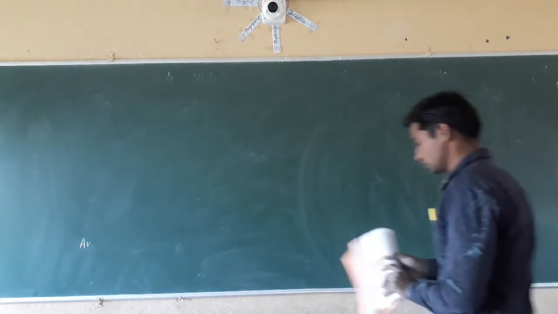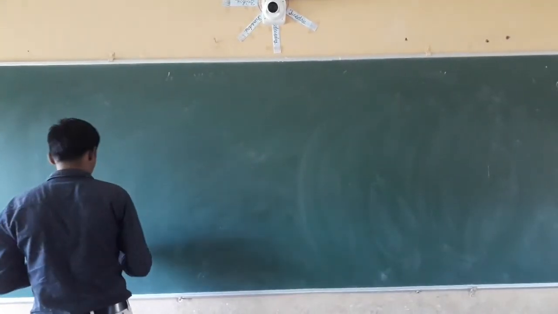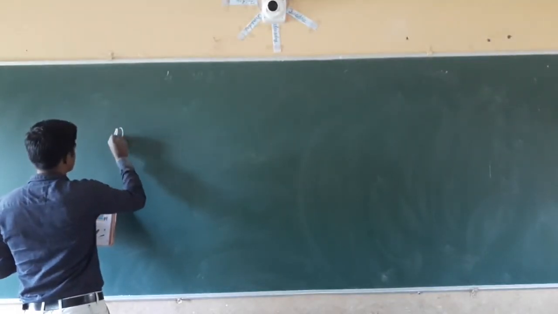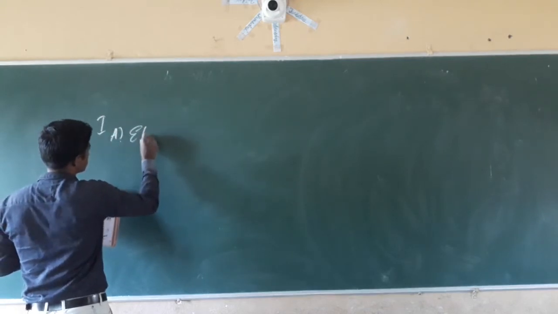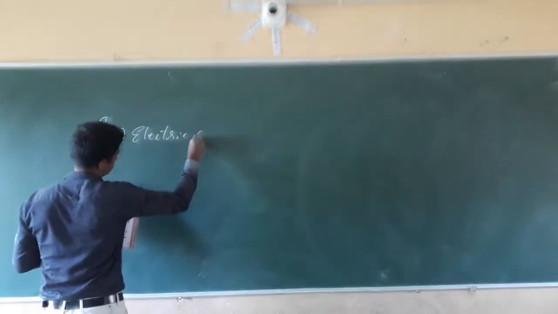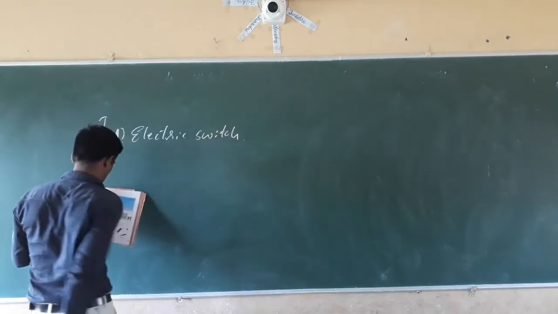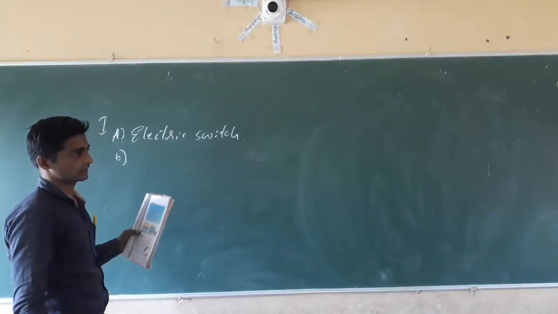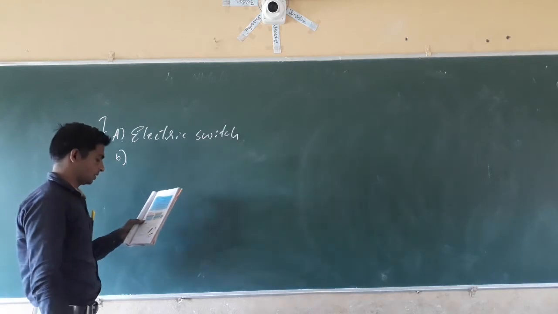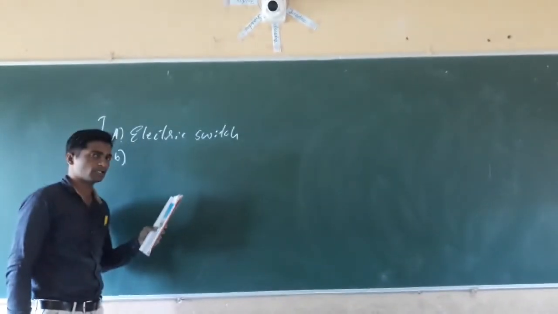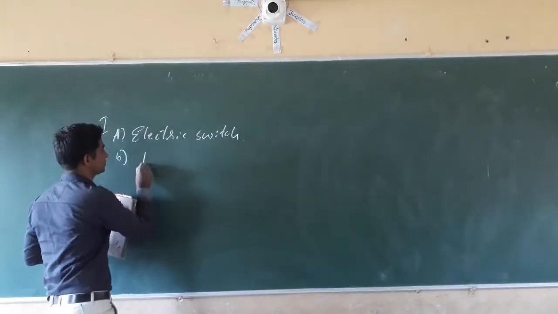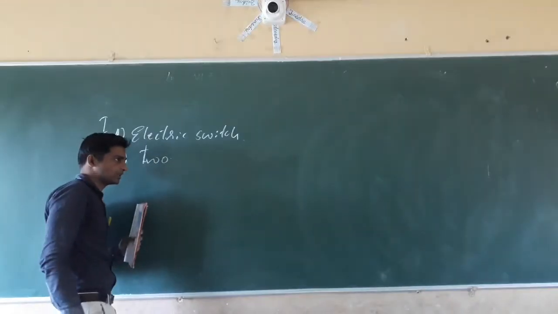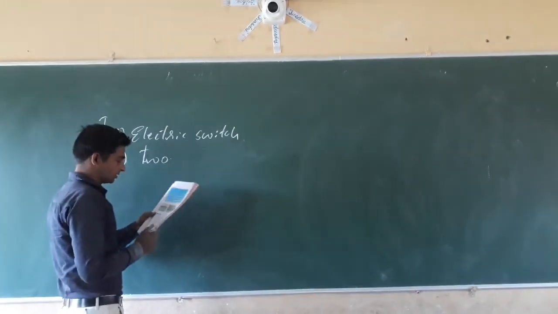Next, B: the device which is used to break the electric circuit is called the electric switch. Next, an electric cell has dash terminals, two terminals, one is the positive and another one is the negative terminal.